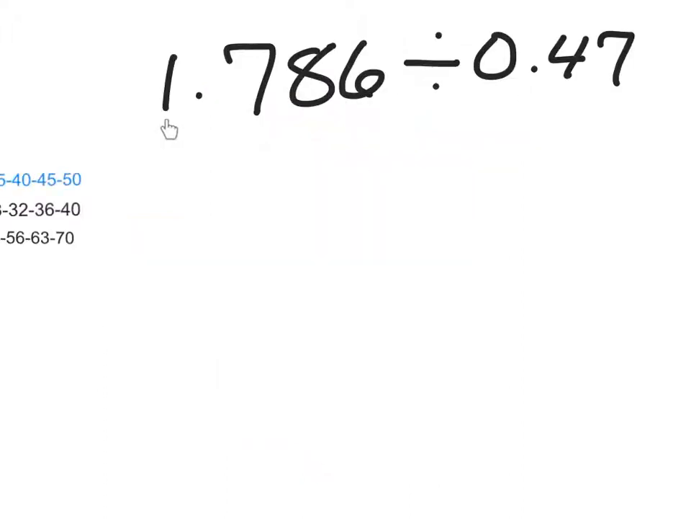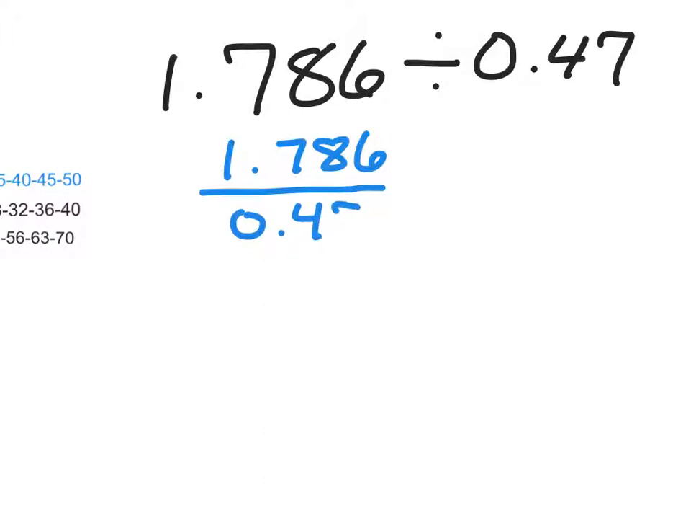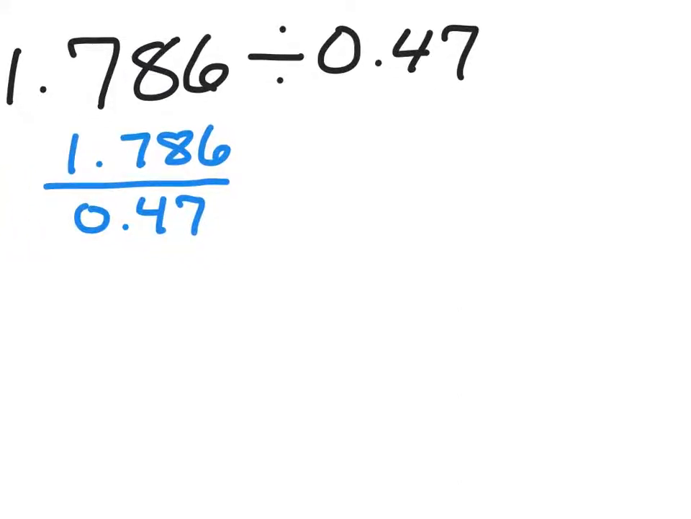And here we go. 1.786 divided by 0.47. So the first thing I want to do is rewrite this as a fraction. So I'm going to write that there, and then this also means divided by, right? So then I'm going to put the 0.47 down here, and now my goal is to make this a whole number, right? And I'm going to do that by multiplying by the giant 1, right? So I'm going to multiply by the giant 1, and there you have it.